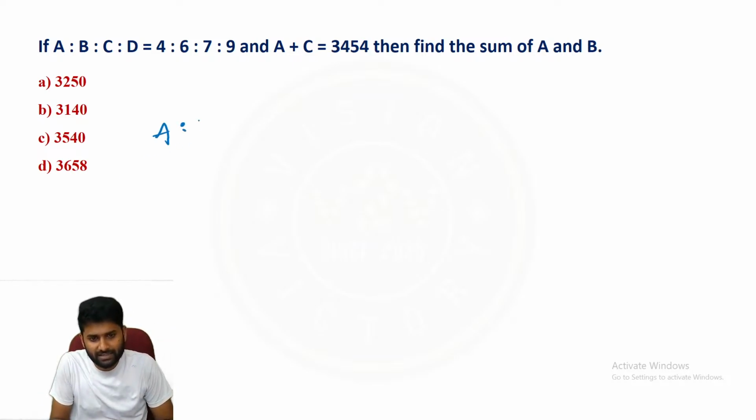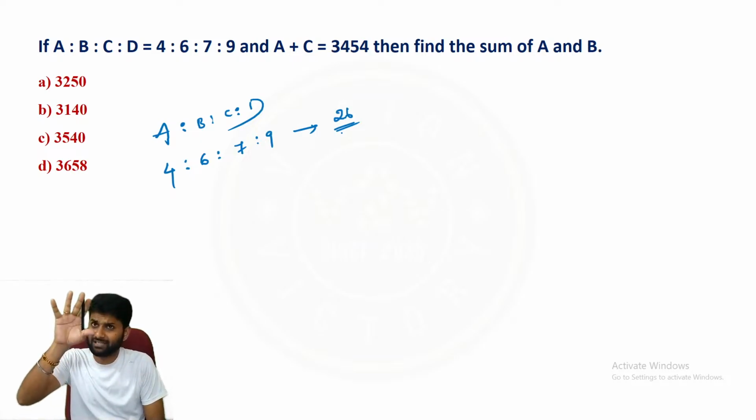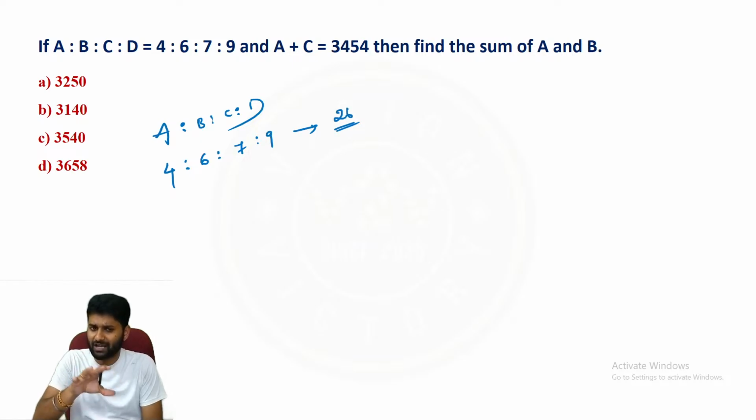Now, understand the quantities here. If A is to B is to C is to D is 4 is to 6 is to 7 is to 9, let's consider in this way. If the sum of all the values is exactly equal to 26 units, then A's value is 4, B's value is 6, C's value is 7, D's value is 9, and the sum of all the elements is equal to 26.